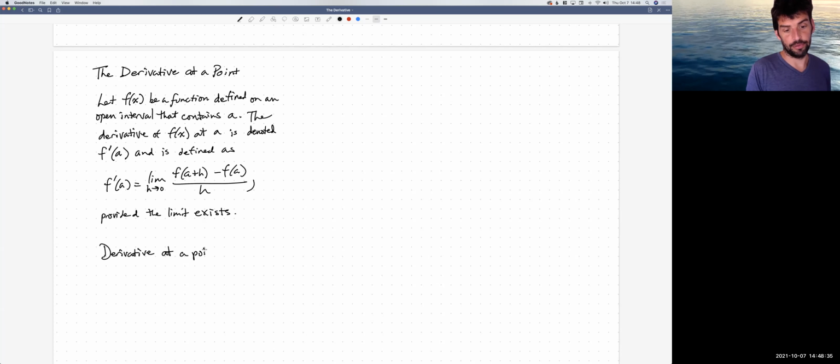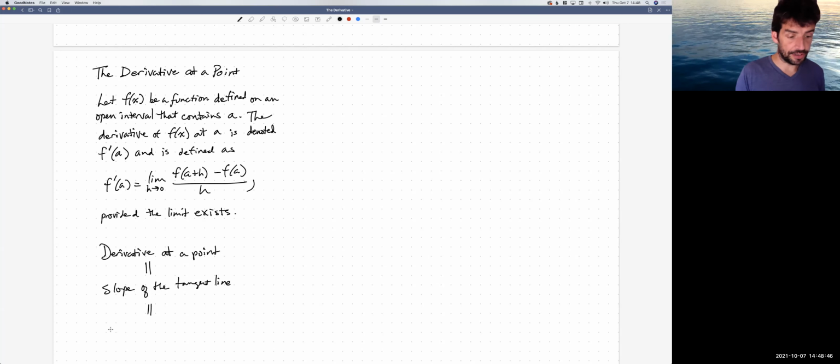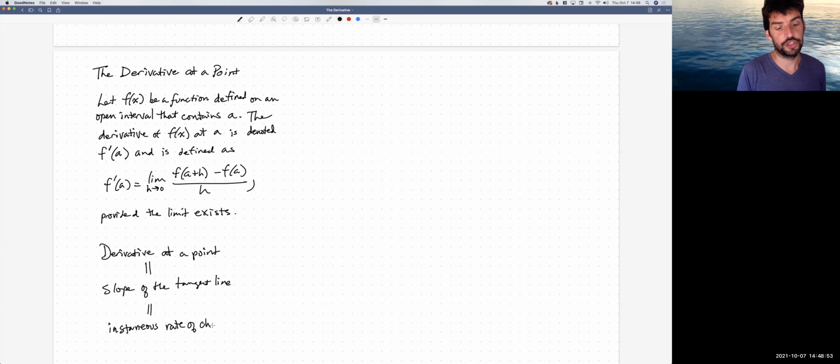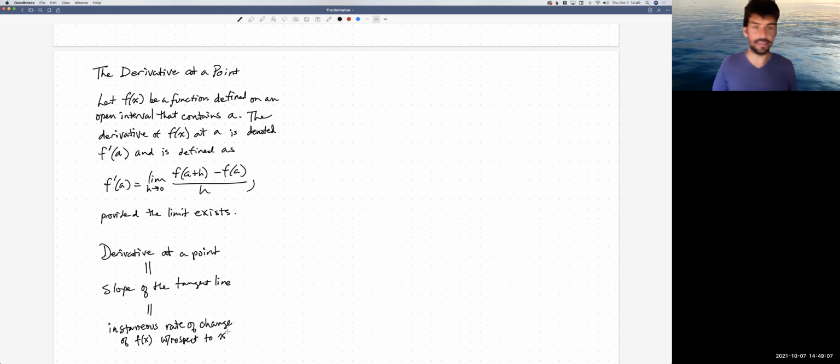The derivative at a point is the slope of the tangent line, which we also can think of as the instantaneous rate of change. Let's say more specifically of f of x with respect to x, okay? We'll talk more about that in another video.